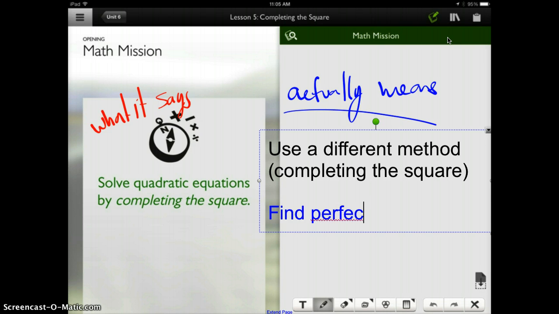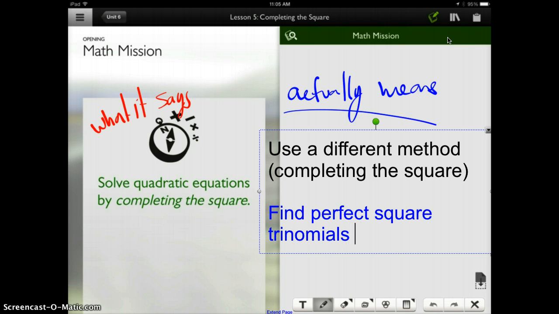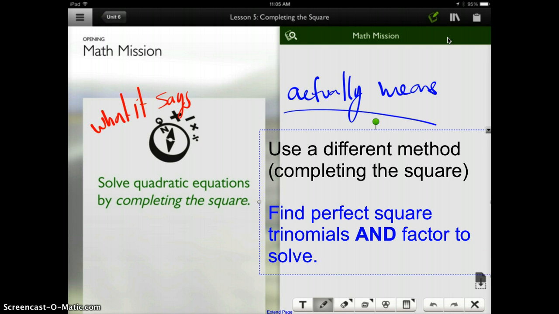find perfect square trinomials and factor. This is huge, the and factor part. I want this part bolded, but whatever. And factor to solve. Last time we did solving by factoring, and this is basically the same thing. We just need to find that perfect square trinomial first so we can factor. Okay, so that's what should be written in slide 2.